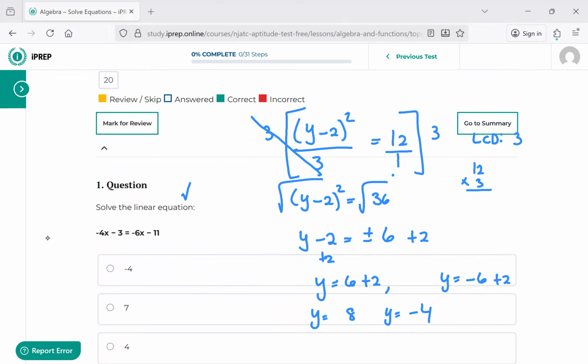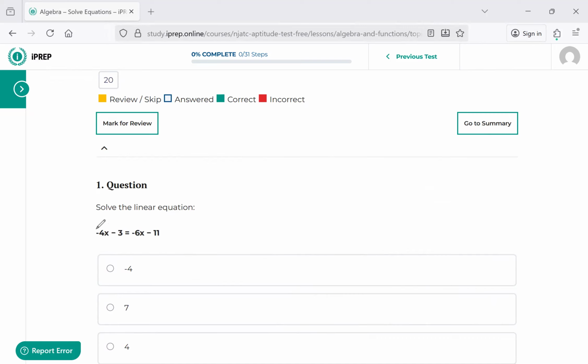Okay, let's start with question 1. Solve the linear equation. We have negative 4x minus 3 equals negative 6x minus 11. Let's just do a few. Because you already know, we'll not do all 20.